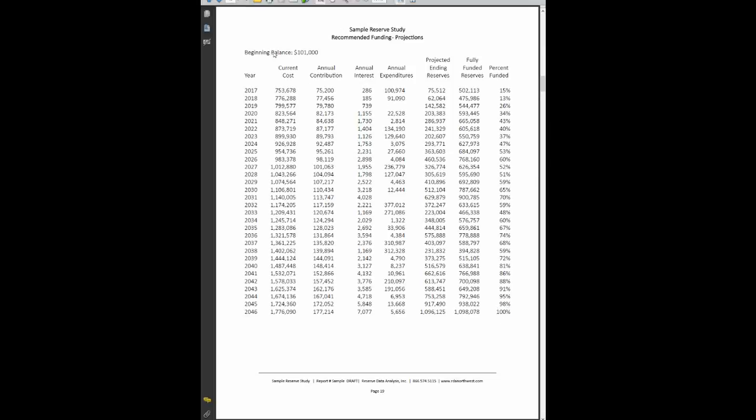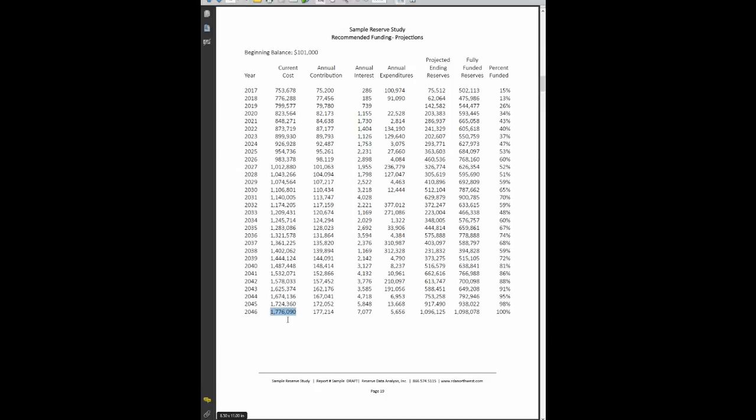So on this page, we just have the beginning balance and the year that we're talking about. We're discussing the cash flow of each particular year for the next 30 years. We have 2017. We have the current cost, so that's the current cost of the components. And that's inflated every year at 3%. So you'll see this increases at 3%, and within about 23 years, it'll double. And then by the end of 30 years, it's significantly higher than the current estimated cost.